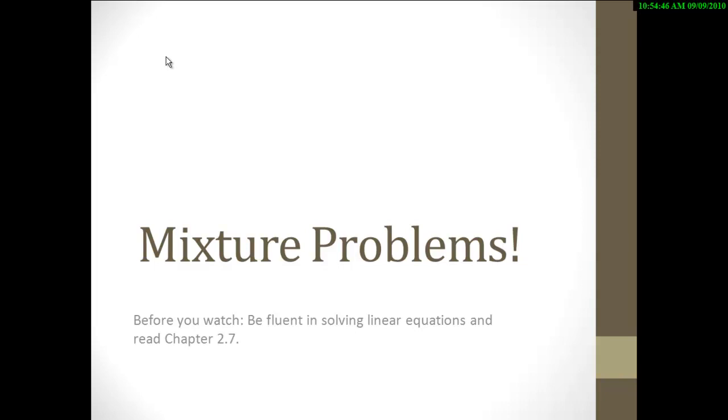Now, before you go through these slides, you're going to already want to be fluent in solving linear equations, and you should have already read through Chapter 2.7 just for an introduction to the discount and mixture problems as well.